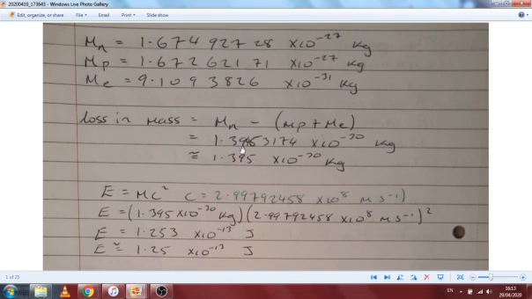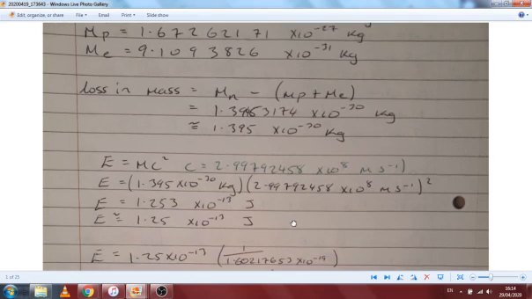So that's 3.946317 and I rounded that off to 1.395 by 10 to the minus 30 kilograms. That's the loss in mass. We then use Einstein's equation E equals mc squared. I took the speed of light from the tables, again 2.99792458 by 10 to the 8 meters per second. Again, include your units to keep things on track. So we take the loss in mass multiplied by the speed of light squared, and this is our energy in joules. So 2.53 by 10 to the minus 13 joules, and again I rounded that off, which I probably shouldn't have there.